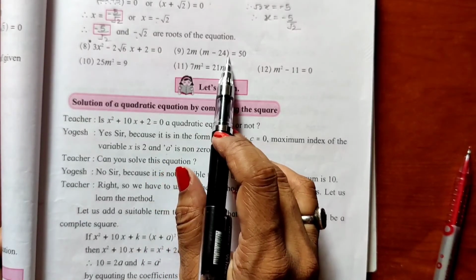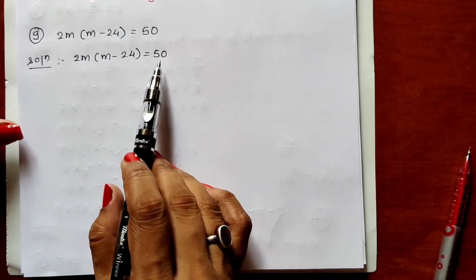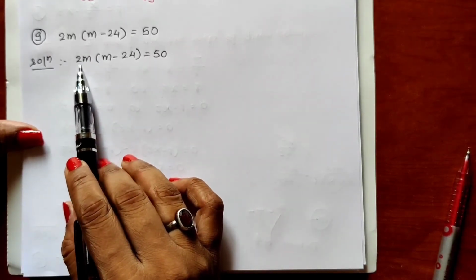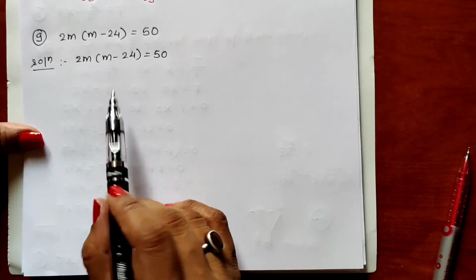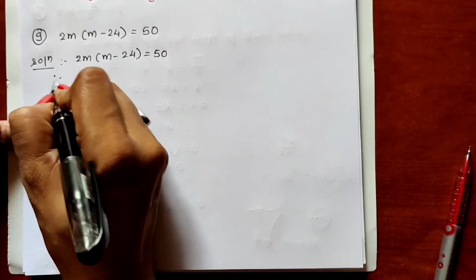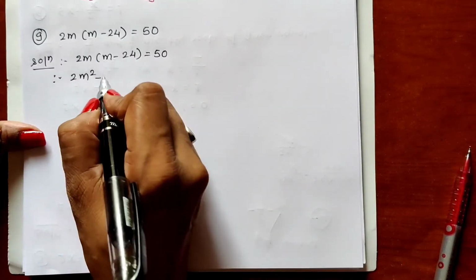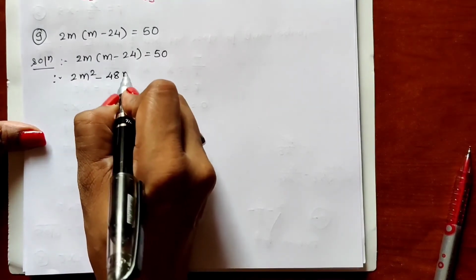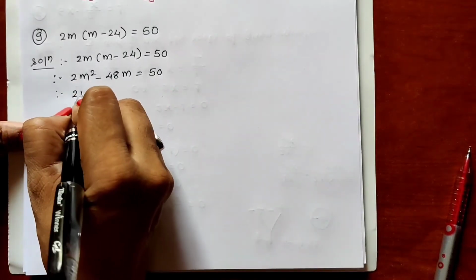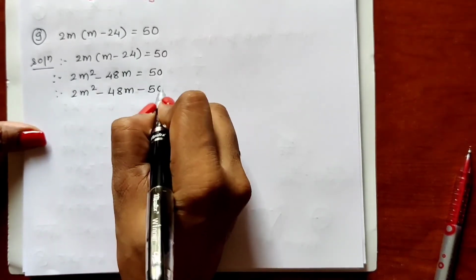2m in bracket m minus 24 is equal to 50. So it is not in the format of ax square plus bx plus c is equal to 0. As we can see, outside the bracket expression is there and inside the bracket two terms are there. So let us first multiply this and then see what we are getting. 2m into m means 2m square minus 2m into 24. 24 2s are 48m is equal to this 50 as it is. Now bring this 50 on the left hand side. 2m square minus 48m minus 50 is equal to 0.